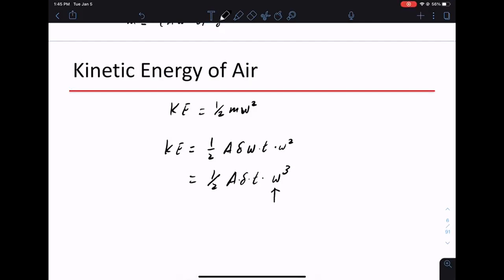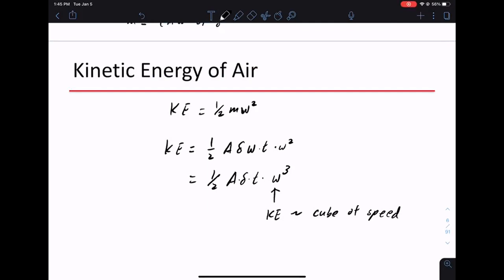So this is an important term. This says energy scales roughly with the cube of speed, which is quite high scaling. For example, if you double the speed, you get 8 times more power, or 8 times more energy out of this.